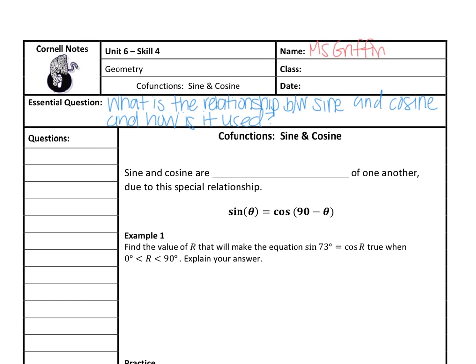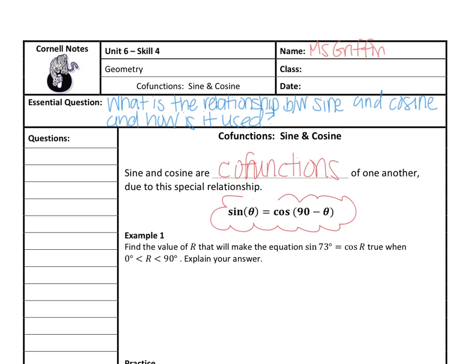We're taking a look at Unit 6, Skill 4. Your essential question for today is, what is the relationship between sine and cosine and how is it used? So we're talking about these things called cofunctions. And sine and cosine are cofunctions of one another due to this special relationship that you see here.